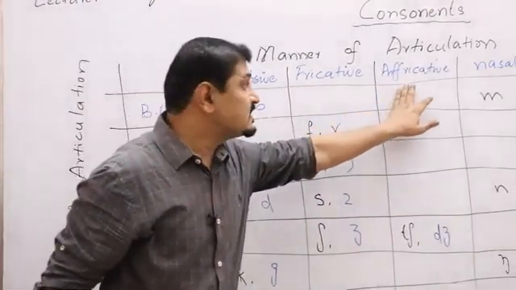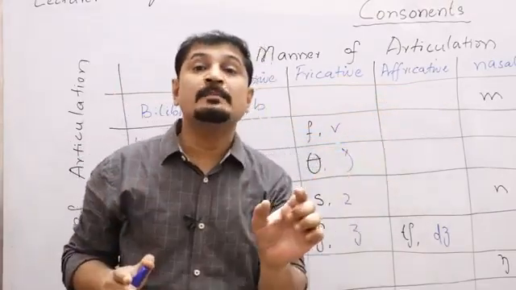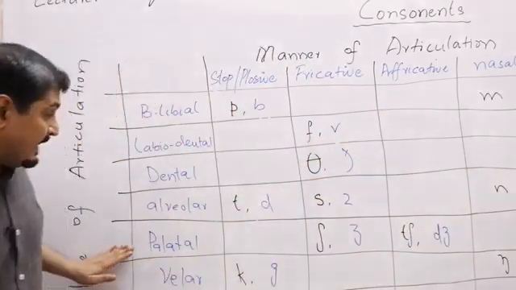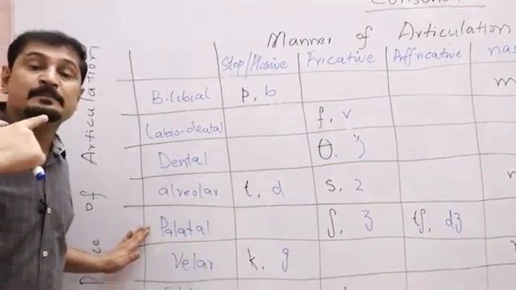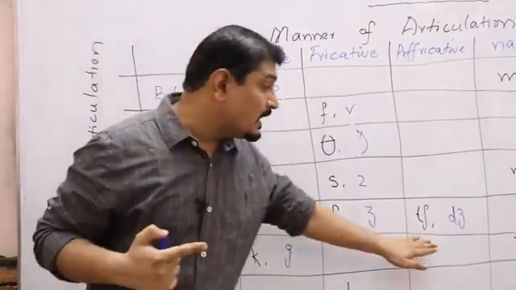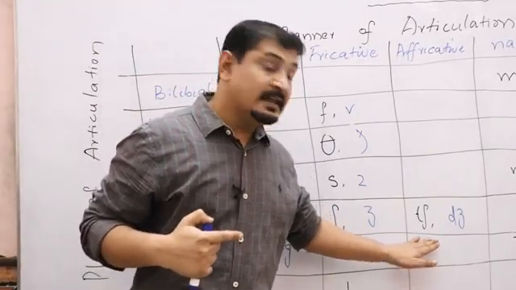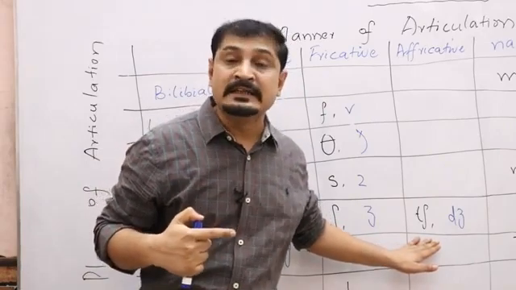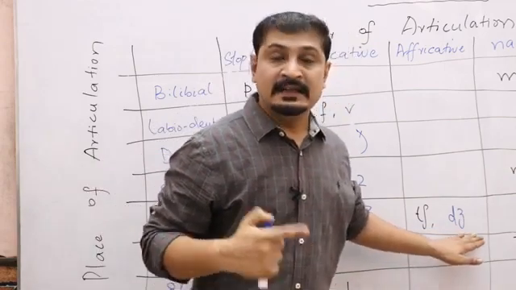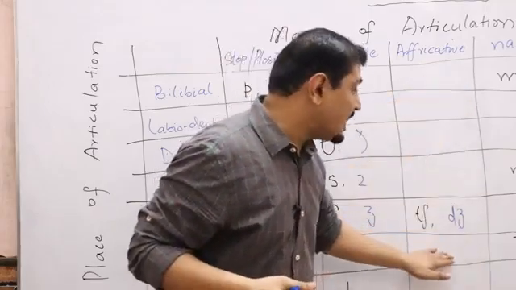Then we have an affricate sound, that means there is friction but with a pause, with a stop. And the place is palatal. Palatal is the place on the upper roof of our mouth, and the sounds are, for example, in the word chin, and then we have j. There is a stop, and then we have an explosion, that we call the fricative sound.